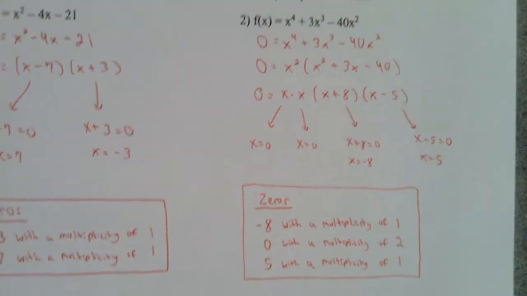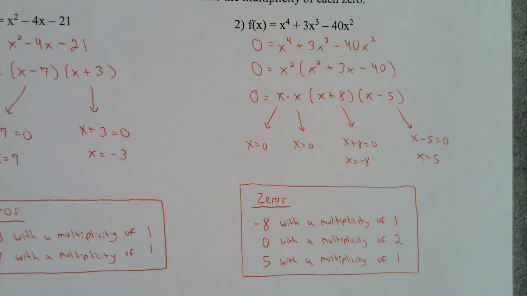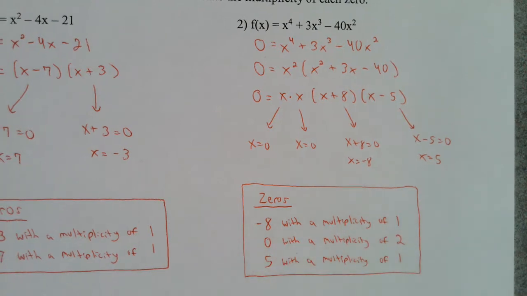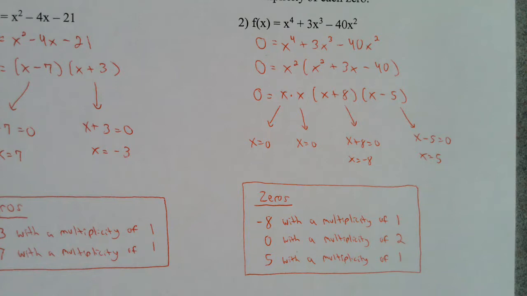Now remember, the degree in the original problem is 4. That means you can have a maximum of 4 distinct answers, a maximum of 4 different answers. We don't have 4 different answers because 0 has a multiplicity of more than 1. But all the multiplicities add up to the degree of 4.